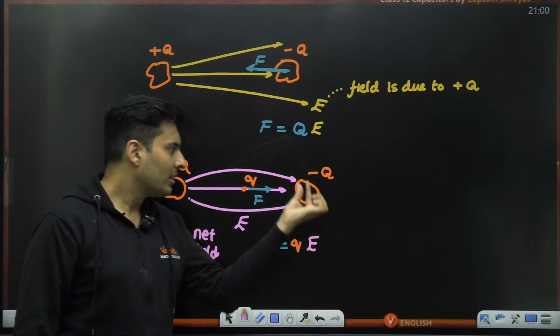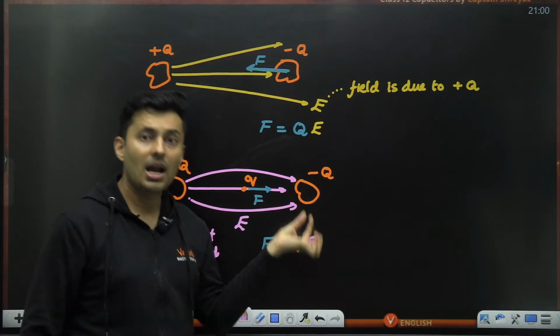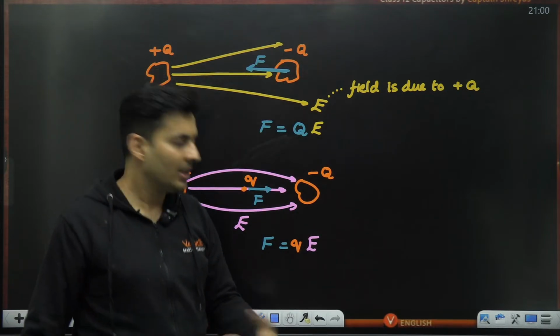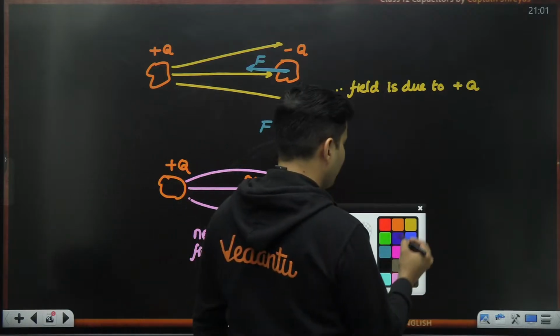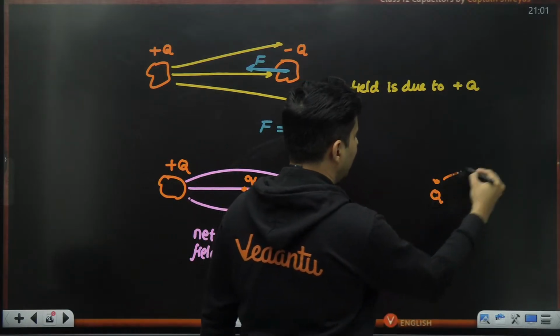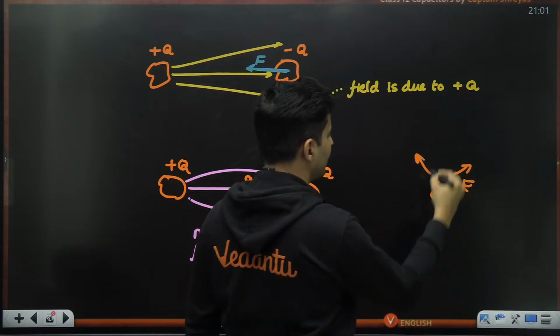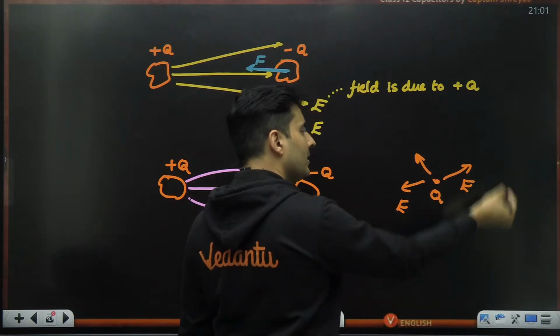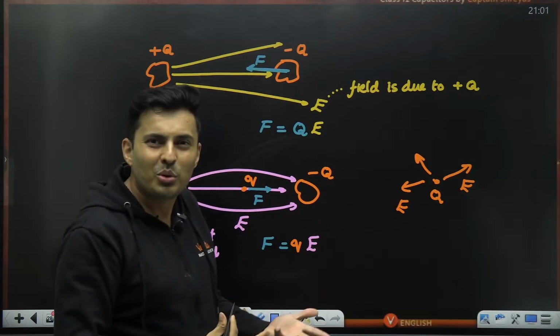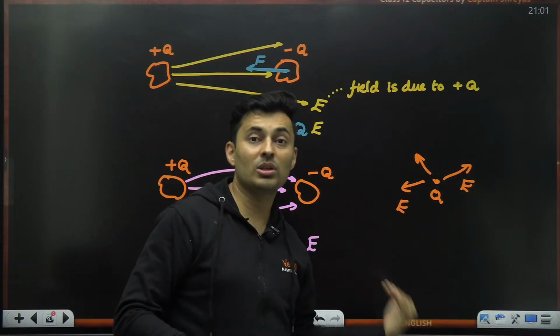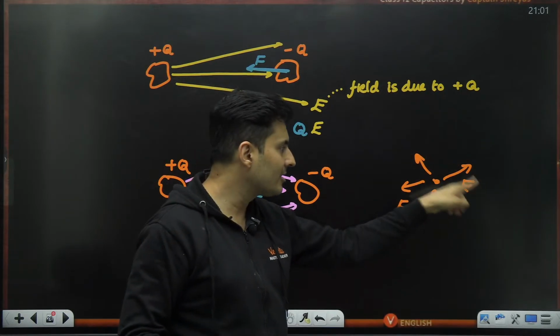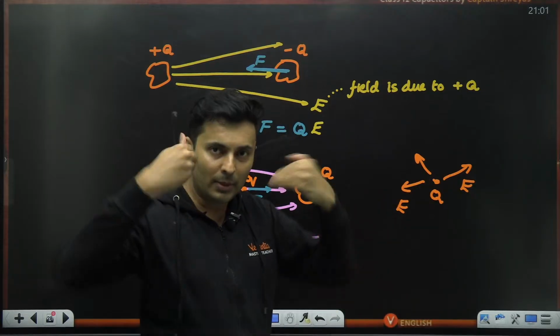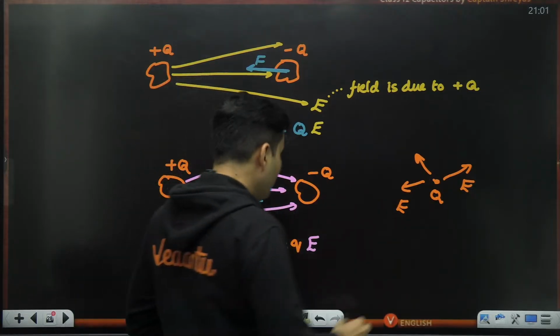How can the field due to a charge apply a force on itself? It's like saying, sir, I have a charge here and it is generating a field like this, and because of this field, there is a force on the charge. No, no, no, no. This field will apply a force on some other charge. This field is due to this charge. It can't apply a force on itself. So be aware of it.